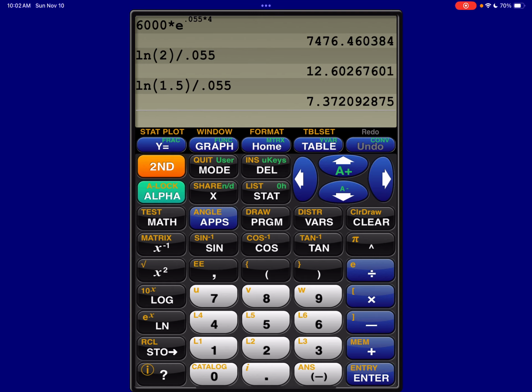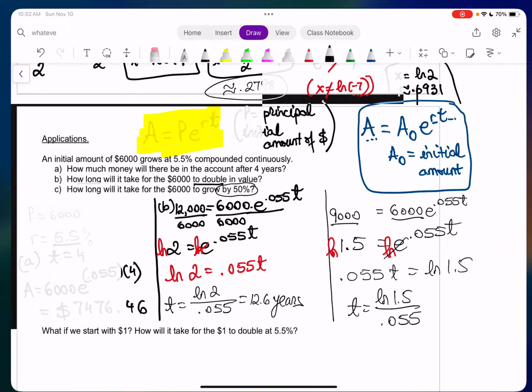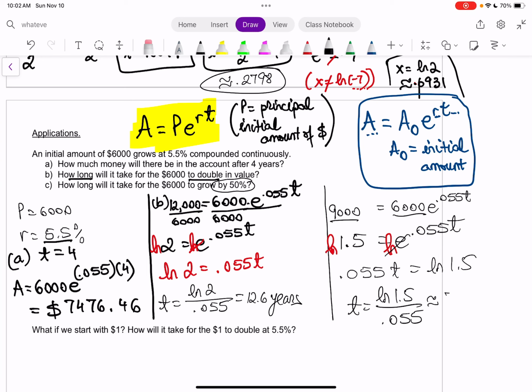So 7.37, so about 7.4 years will take to get there. All right. Now the question is, what if we started with $1? How long will it take for the $1 to double at the same interest rate?